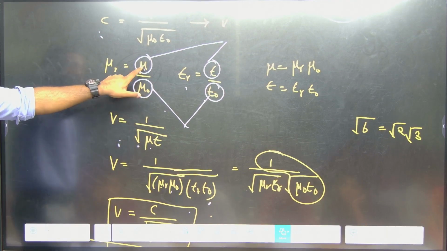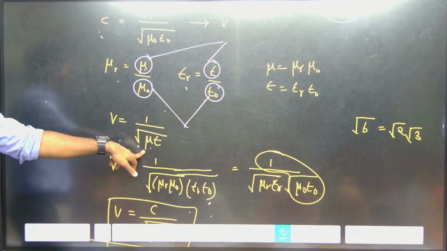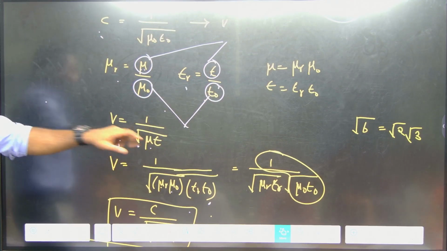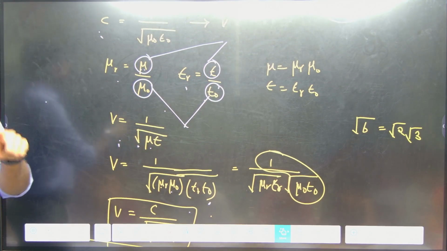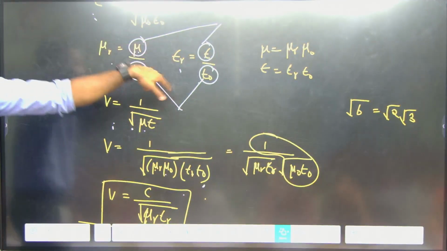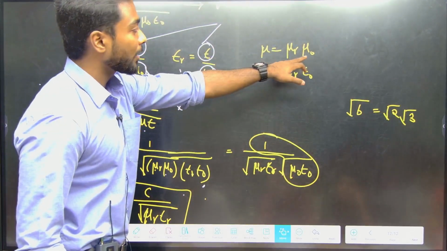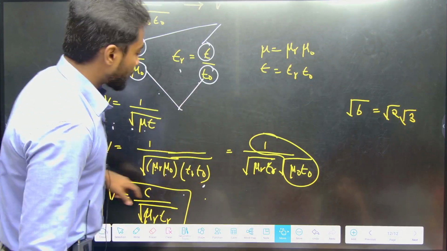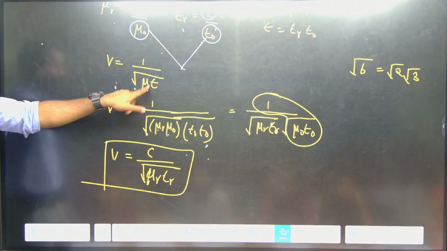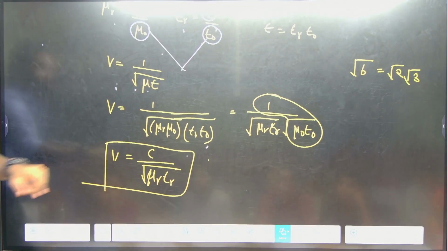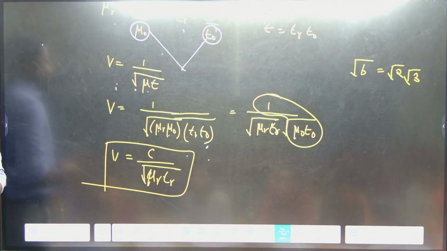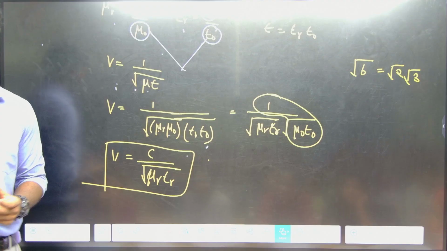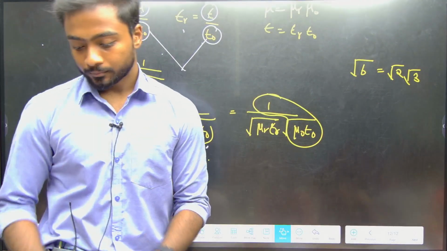We know the relation. From this relation, this mu and epsilon I will take for any medium, okay. If I want the relation between V and C, from this equation I can write mu is equal to mu r mu naught, epsilon is equal to epsilon r epsilon naught. So I have expanded the things here and I have written the value as V is equal to C by root over mu r epsilon r. Any doubt here? Write down the next one.